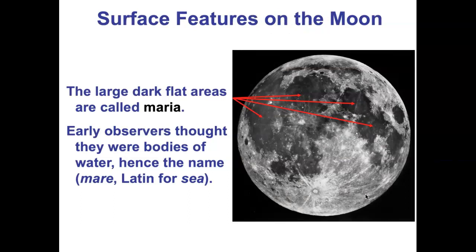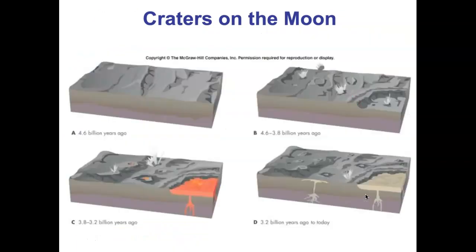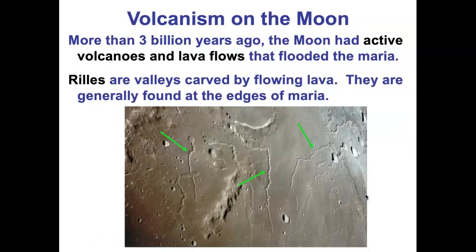The dark areas on the moon are called Maria, and the word Maria comes from the Latin word for seas. So people have known for all of human history that there are light areas and dark areas on the moon. It's easy to see, right? But when you look at the moon with telescopes, let me get a close-up here. Okay, so here's what the Maria look like close-up.